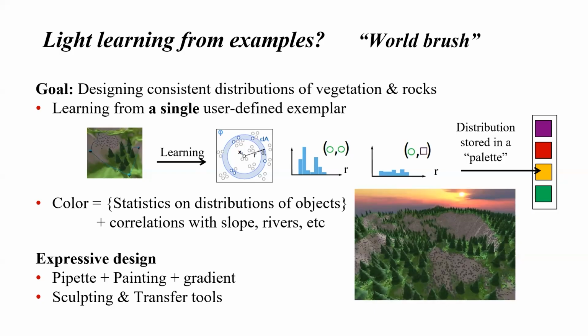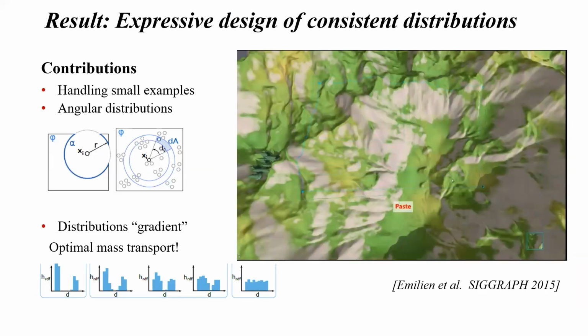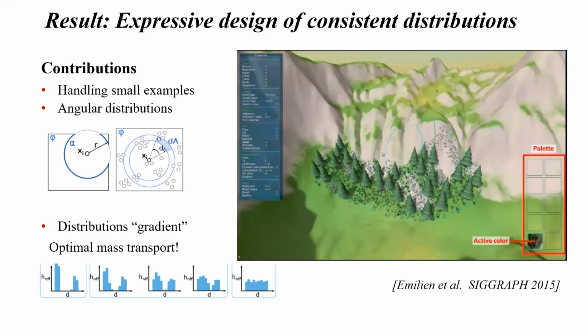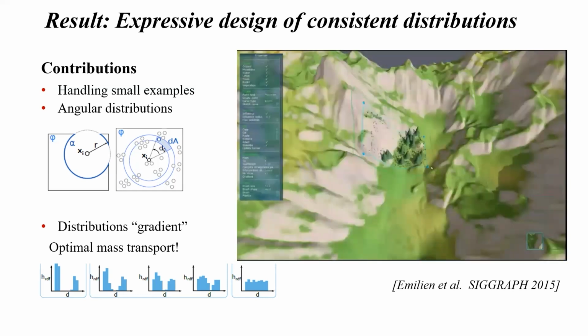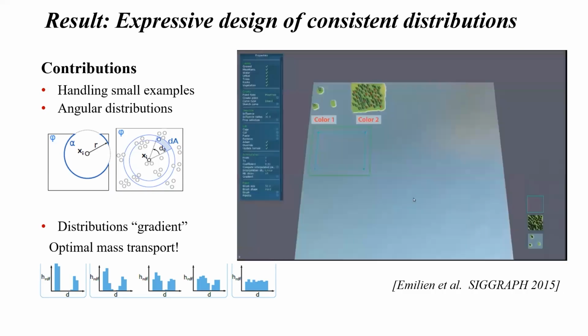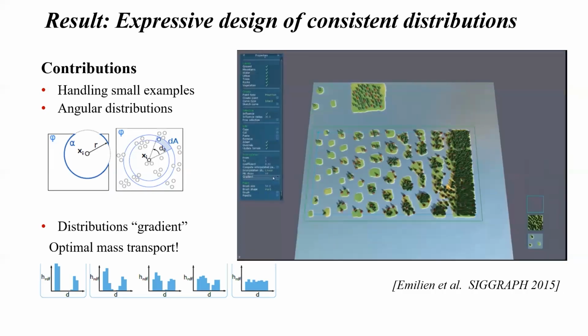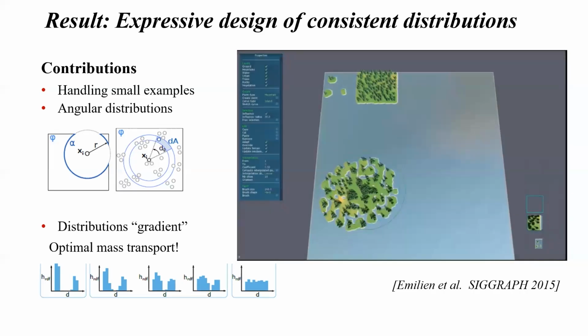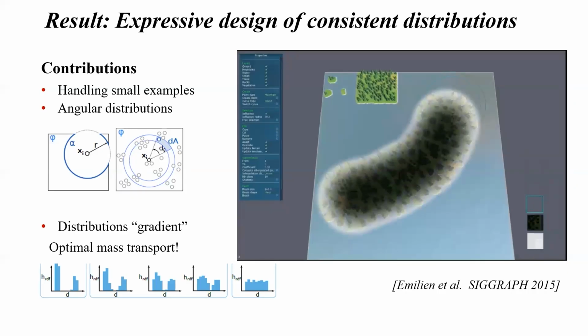This is exactly what we did, and here you see how it is used. You can just have a pipette tool to pick from the user example and copy it. But when I use the brush, it is smart enough to put the right distribution at the right places. You can also take your little forest and move it around, and you see that it adapts so that the statistics are always good with respect to what was learned. And you can have a gradient between these colors. But for the gradient, you should use optimal mass transport in the domain of each statistic, of each histogram representing it. It was a very interesting discovery that optimal mass transport is what expresses what we want.